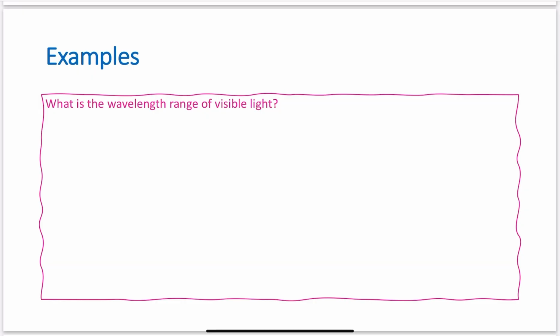What is the wavelength of visible light? Visible light is roughly 400 nanometers to 750 nanometers. You will hear some people say 800 nanometers here, but that's getting on the outskirts of what visible light is for us.